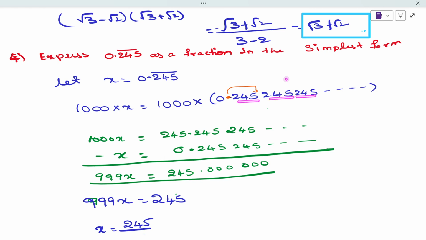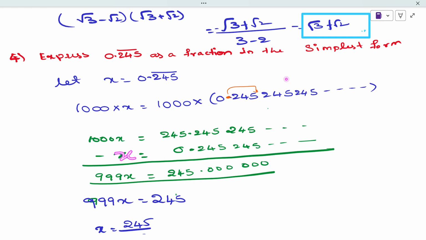0.245, 245, 245 like that. So 1000 into x is 1000x, and when you multiply 1000 with this decimal number, the decimal point moves 3 digits afterwards. 1, 2, 3. After 3 digits you get the decimal point, that is 245.245, 245 like that.